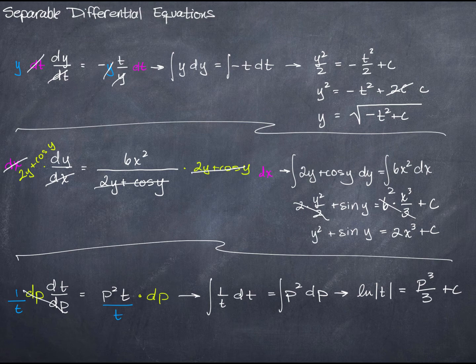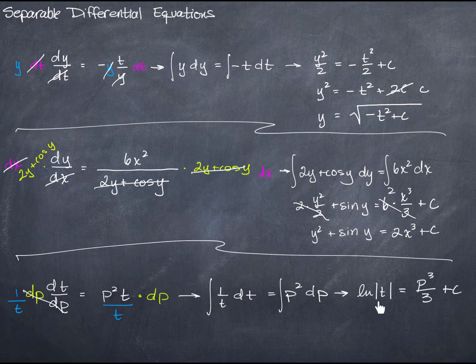All right, now I should solve this for the dependent variable if I can, but how do I know which one is the dependent variable? Well, if we go back to the original differential equation, you can see that this is a derivative that has been taken of t in terms of p. That tells me that t is the dependent variable. So I need to solve this for t, not p.